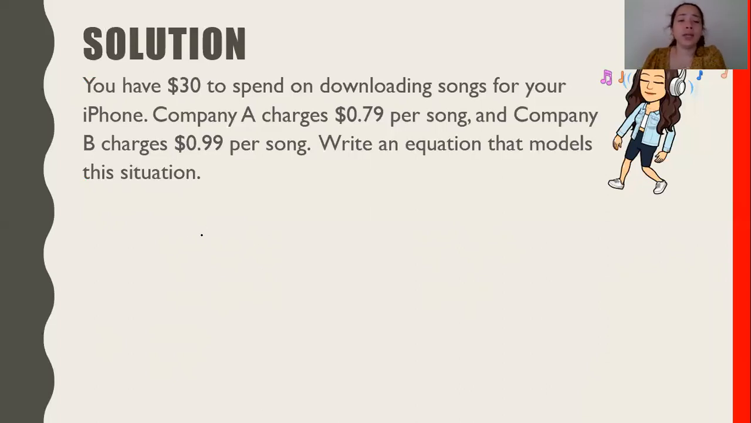So we know that company A, so let's call it just A, charges a specific amount per song, plus company B charges another amount per song for their songs, right? So company A charges this amount for their songs. Company B charges this amount for their songs. And that's going to give you a total.